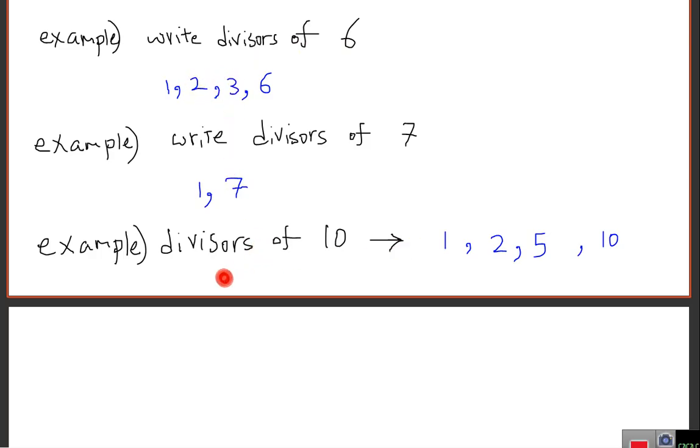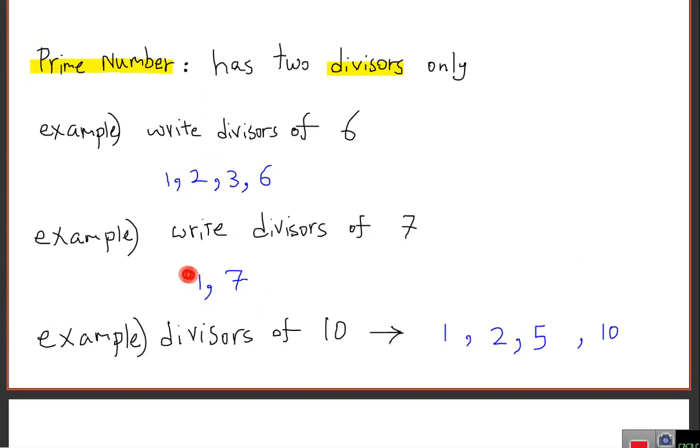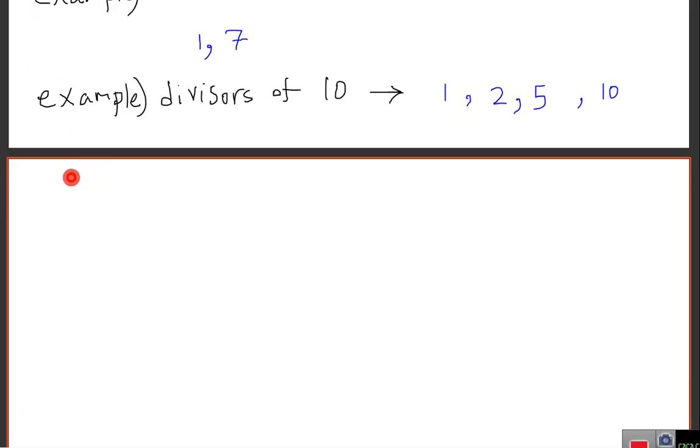Okay, very good. Now we want to focus on the numbers which have only 2 divisors: prime numbers. Let me write some of them. Prime numbers. For example, 2 is a prime number because it has only 2 divisors, 1 and 2. 1 is not a prime number because 1 has 1 divisor only. Another example is 3. 3 is a prime number.